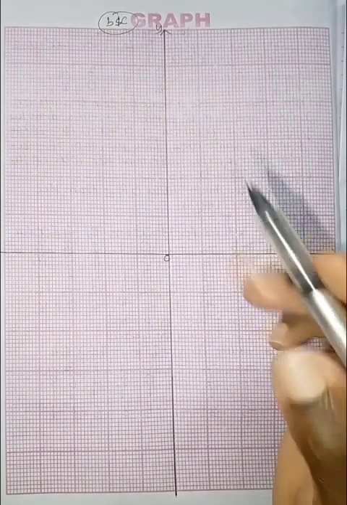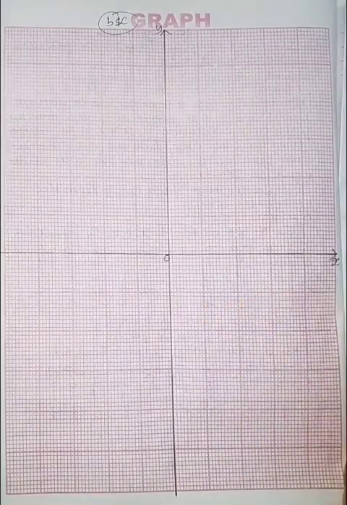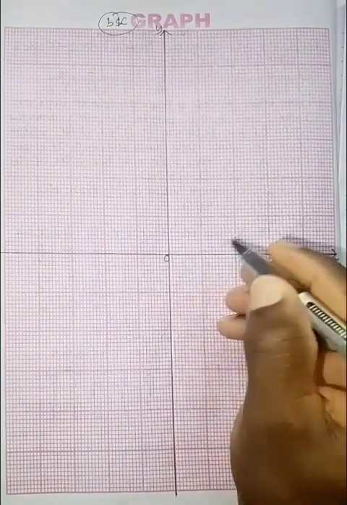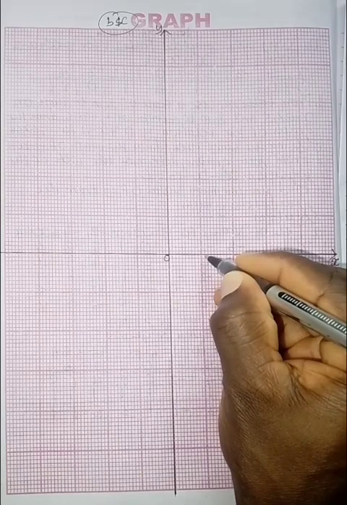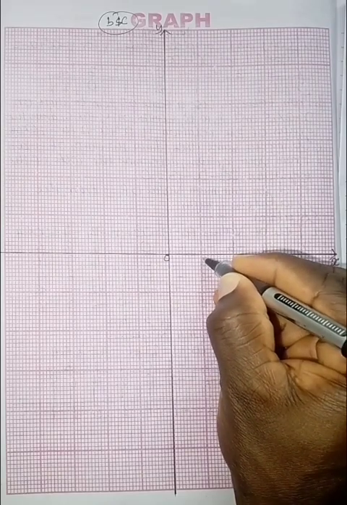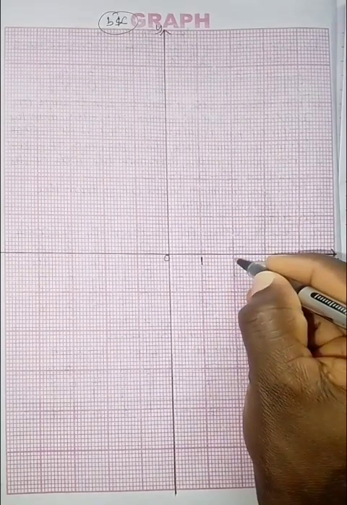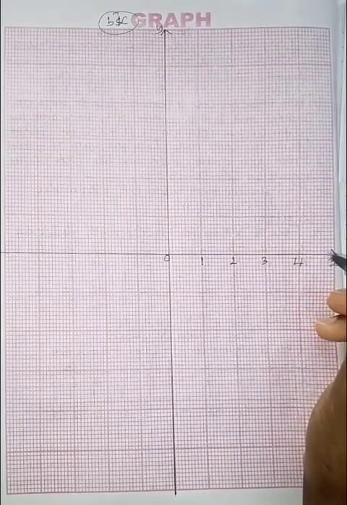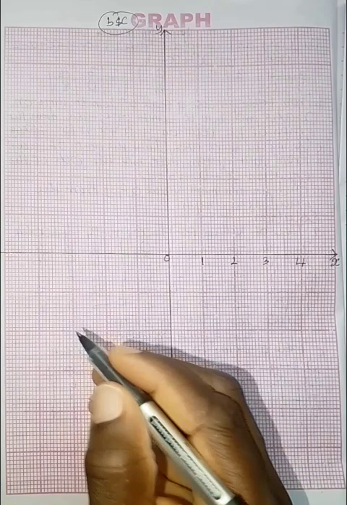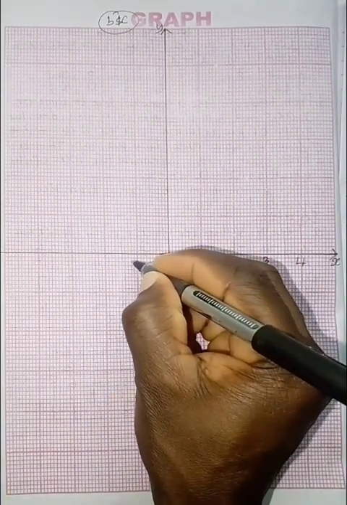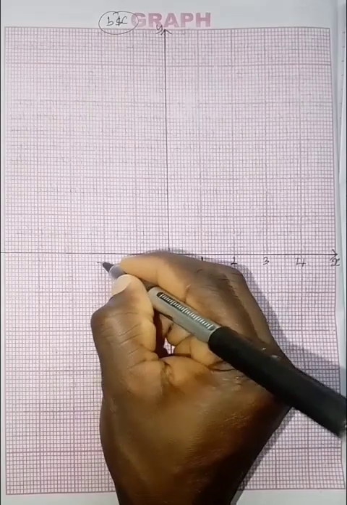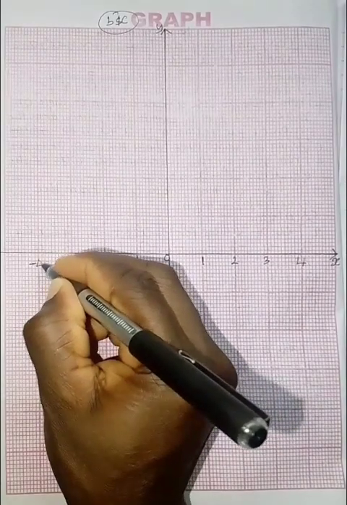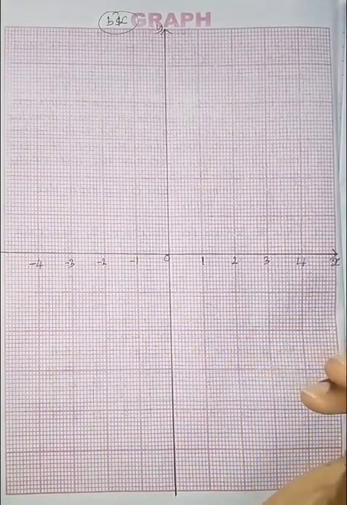So going by the scale, if you move to the right of s, you have positive values. So from 0 to the end of this box is 2 cm, which is 1 unit. The next one is 2. This is 3. You have 4. Going to the left, you have negative values, minus 1, minus 2, minus 3, minus 4. You get it? All right.